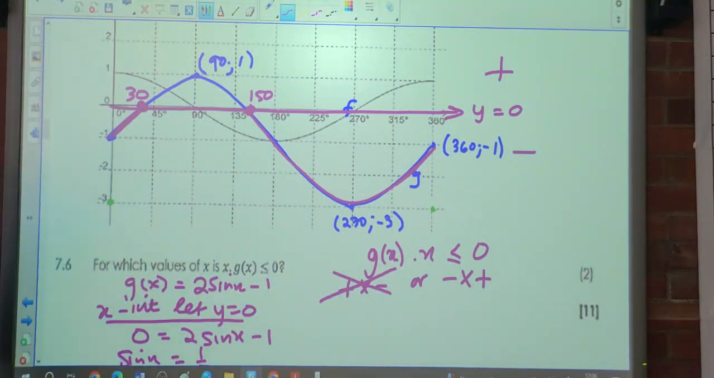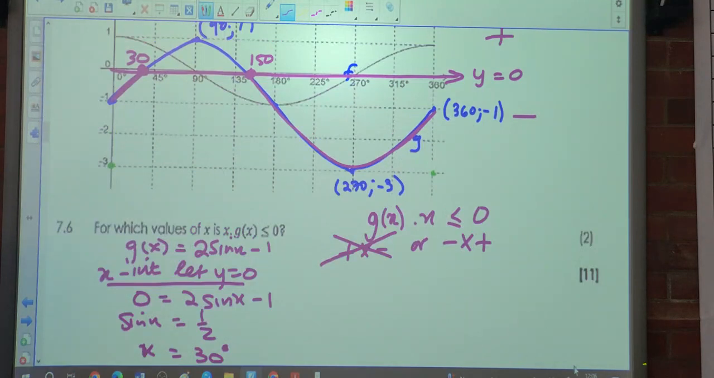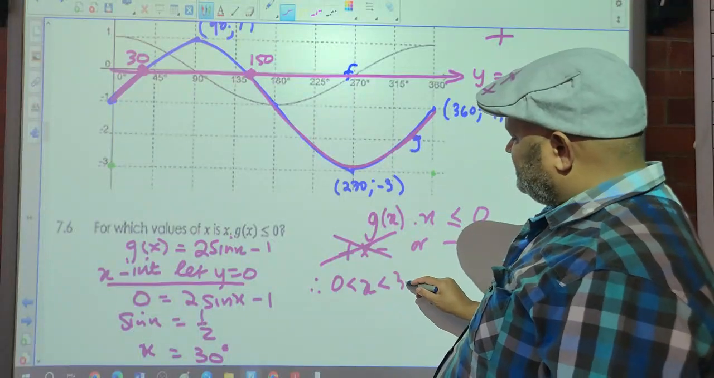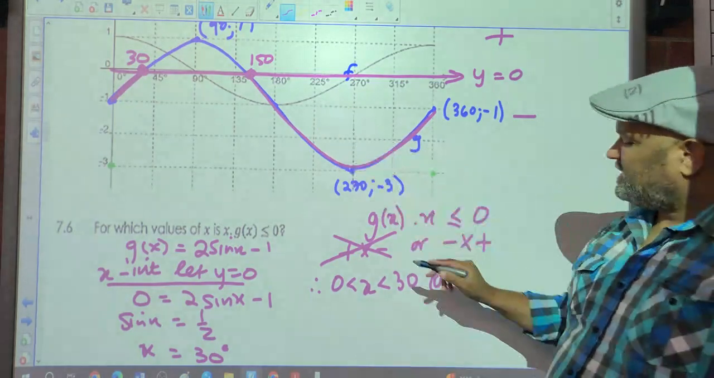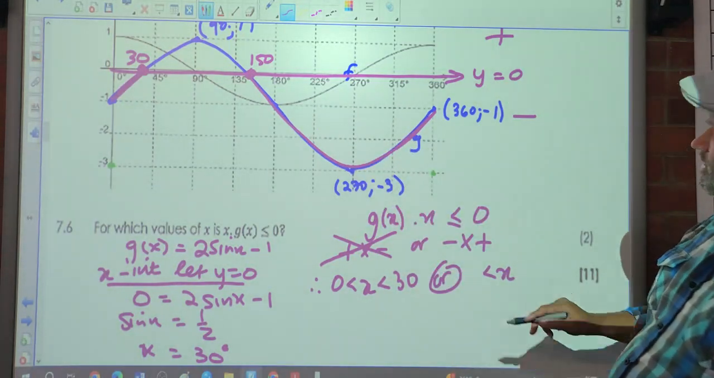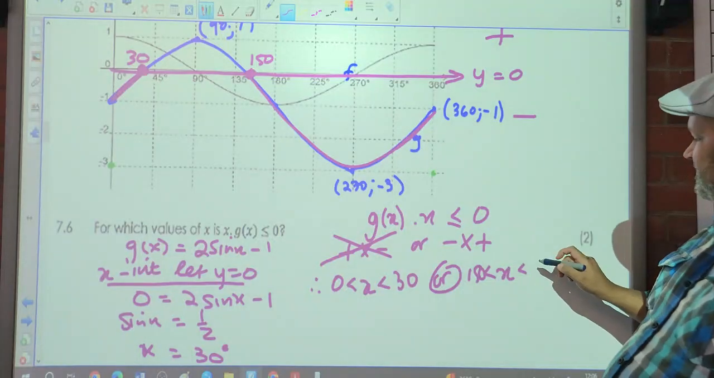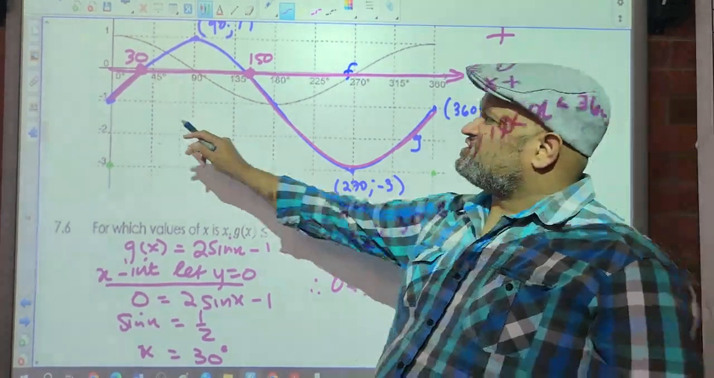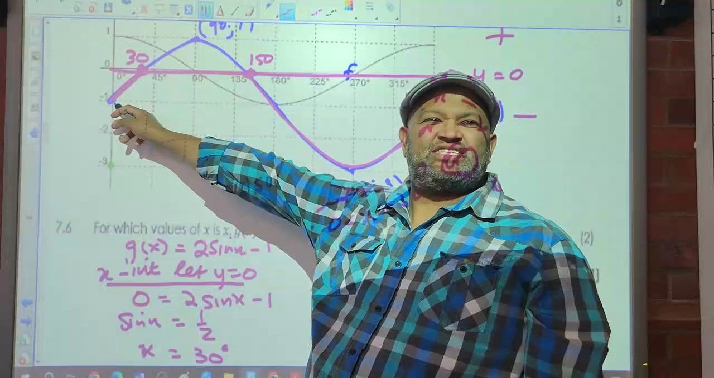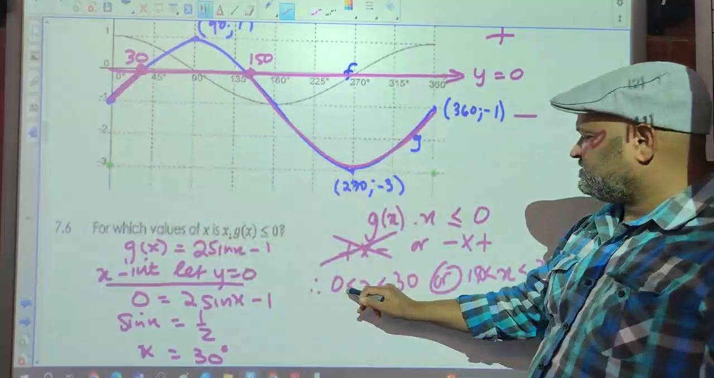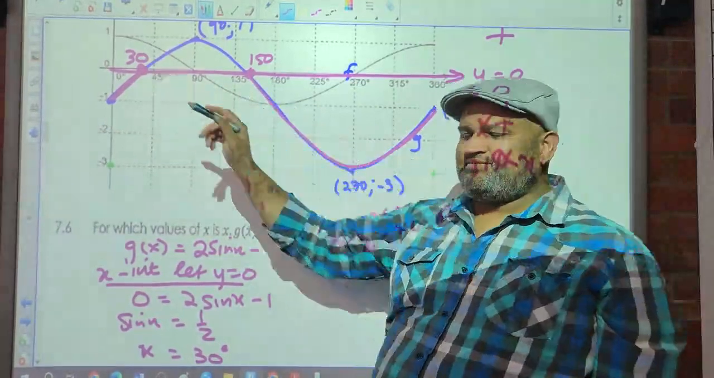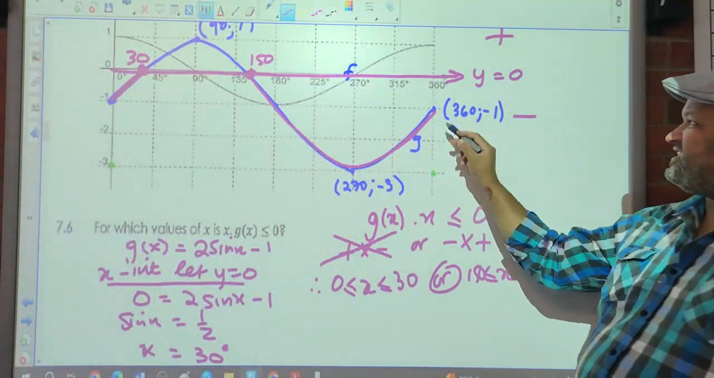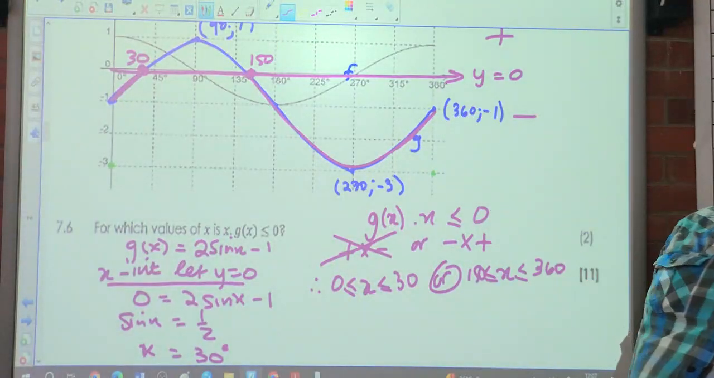Alright, so there's now enough information to actually draw that inequality. So I say therefore, x is greater than 0 and less than 30 degrees, or x is greater than 150 but less than 360. Now coming back here, it says equal as well. As you can see here, at 0, it is equal to 0 on your y. At 30, it's equal to 0. So equal as well. At 150 is equal to 0, yes. At 360, it is less than. So that is the solution.